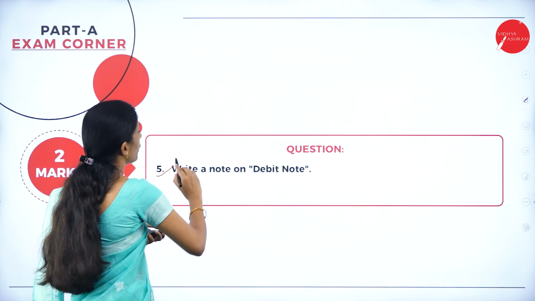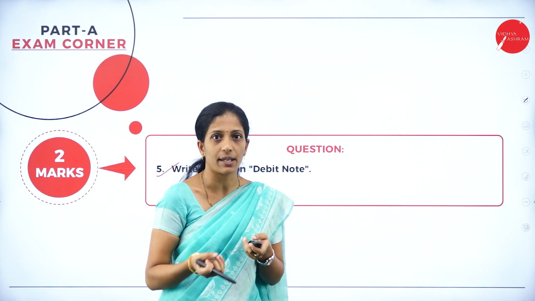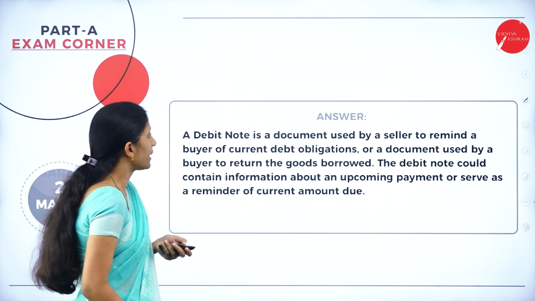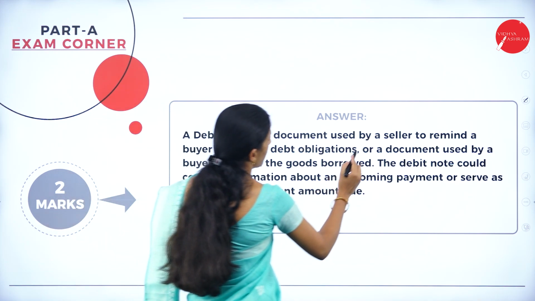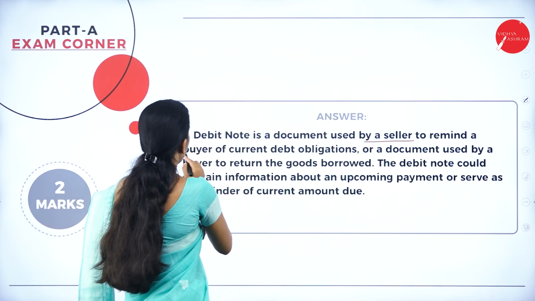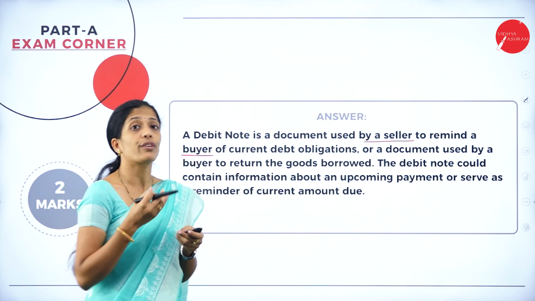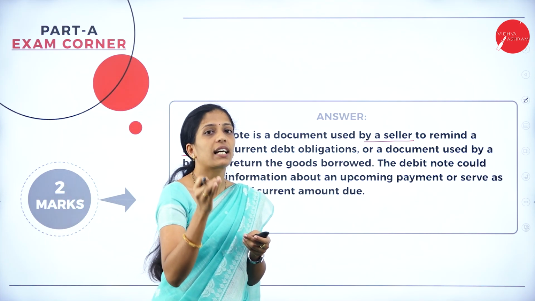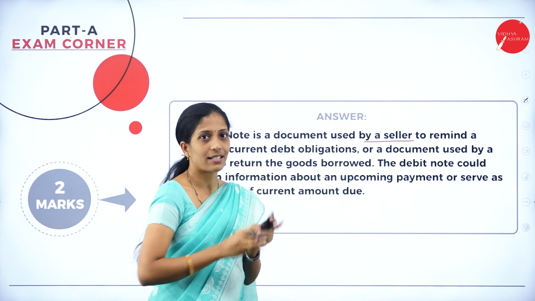Next one is, write a note on debit note. So, where do we come across debit note? In your subsidiary books. Correct? So, how to write the answer? A debit note is a document used by the seller to remind the buyer of current debt obligations. So, in order to remind the buyer regarding the current debt obligation, the seller is having this debit note.